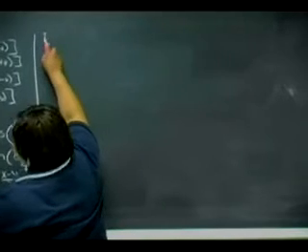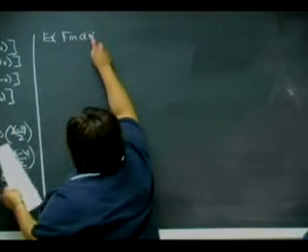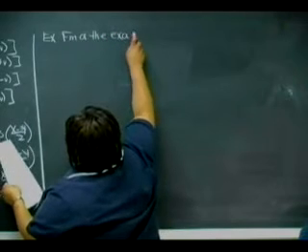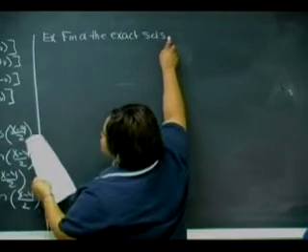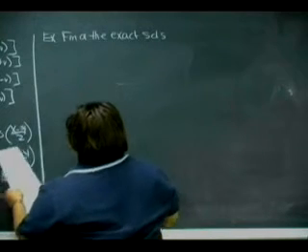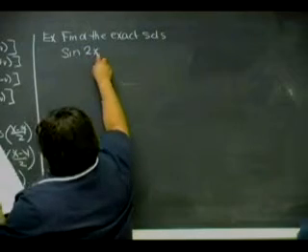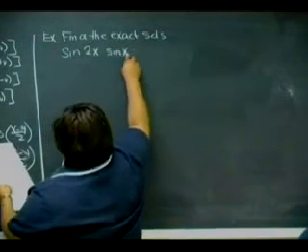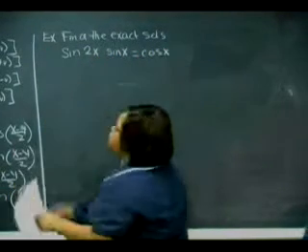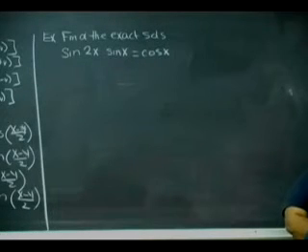So the first example, we want to find the exact solutions for sine 2x times sine x equals cosine x. Okay? We want to find the exact solutions, which means that, hey, it's going to be easier for us if we get rid of that double angle, won't it?